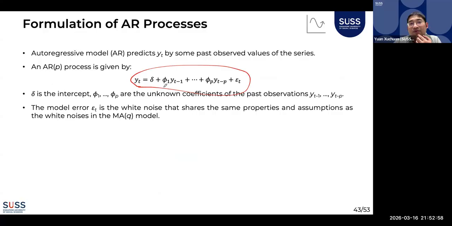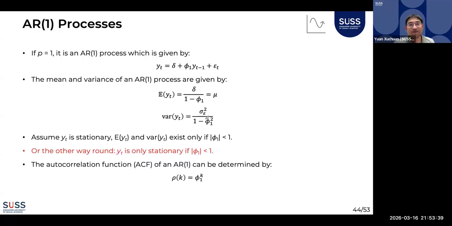So you can see it's a regression on its past p period values. This delta refers to the constant in your model. Unlike the MA model, where this constant refers to the mean, here it is not the mean. This is the AR(p) model. Once you fit the AR(p) model, you do a residual analysis and check whether the residuals are white noise. If the residuals are white noise, your job is done, and you have extracted all the information from the time series.